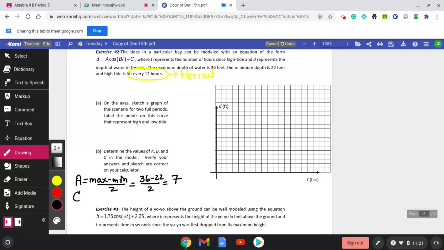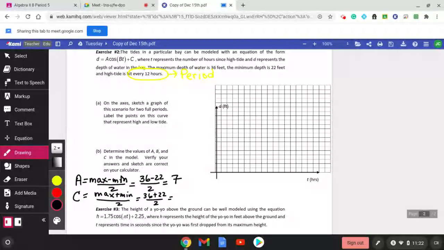I go right to the C value now. Somebody remind me, what's my C value equation? Let's hear from 14. Eliana, what's my C value equation? It's max plus min divided by 2. Yep, that's why I always go A to C, because the formulas are very similar. So now we'll go 36 plus 22 divided by 2.